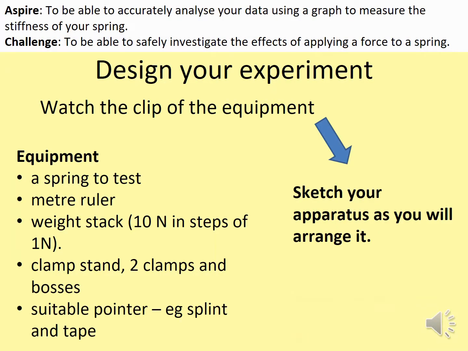As this is a required practical, you need to be able to explain the equipment that we use and how it is set up. So on the slide in front of you, first of all, we have a list of equipment, including the spring that we will be testing, a meter ruler, then we've got a stack of weights. It's 1 kilogram, which is 10 newtons, and we'll look at that in a moment. We've got a clamp stand, we've got 2 clamps and bosses to enable us to hold the spring and to support the ruler. And then we have a suitable pointer, for example, a splint and a piece of tape. I've used a cocktail stick in the clip that you will watch.